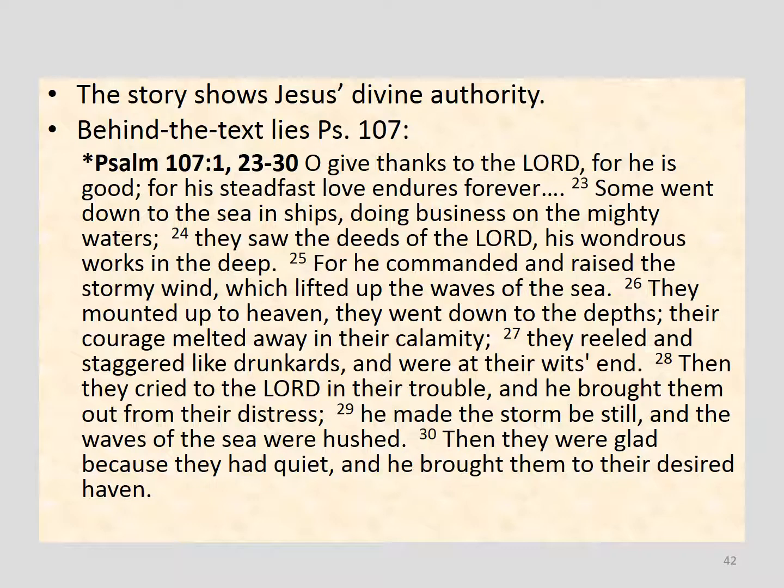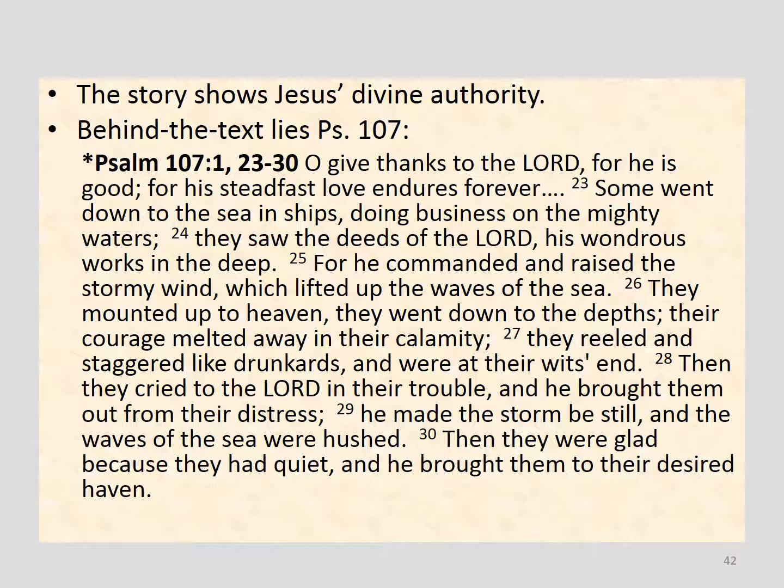"Oh, give thanks to the Lord, for he is good, for his steadfast love endures forever." In verse 23, "Some went down to the sea in ships, doing business on the mighty waters. They saw the deeds of the Lord, his wondrous works in the deep." And so far the two uses of the term Lord and one coming up that are in capital letters in this translation, behind that would refer to the Hebrew word Yahweh if reading the Hebrew, but if reading the Septuagint, it would be Kurios. "For he commanded and raised the stormy wind, which lifted up the waves of the sea.